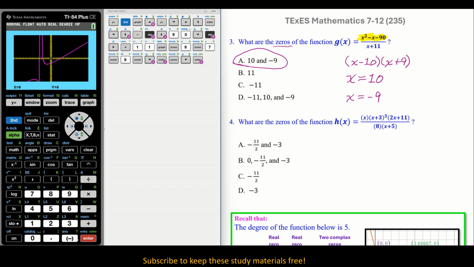What are the zeros of the function h of x? Okay, again, zeros are only in our numerator. So all we need to do is look at each item in the parentheses. Okay, so the first one is x. Well, that's just x set to 0. Okay, so that's one of our zeros. It actually equals 0. Okay, and then the next one would be x equals -3.